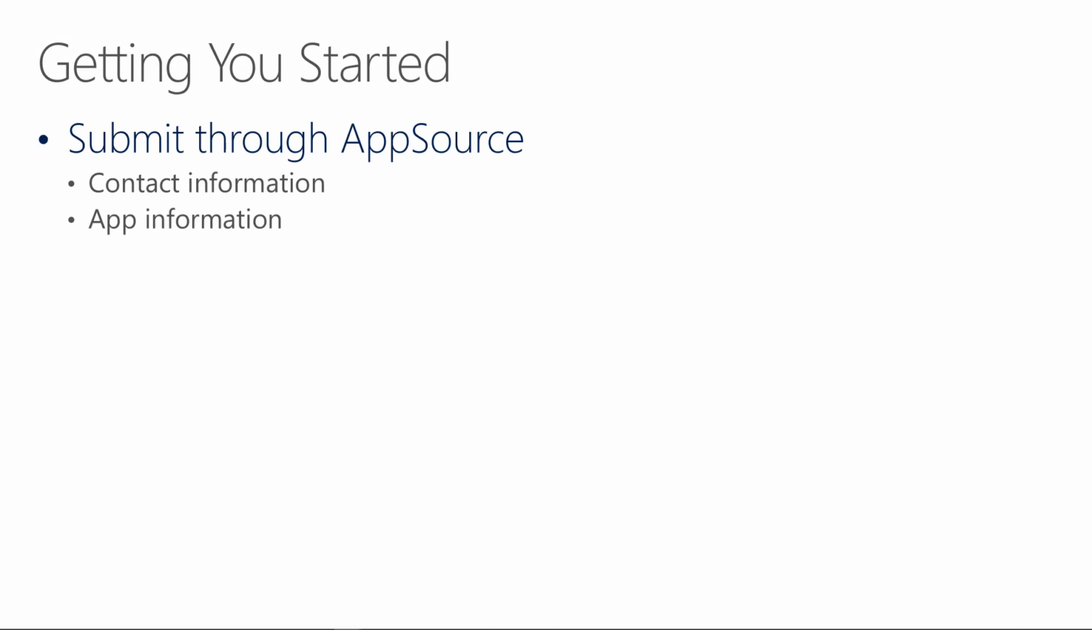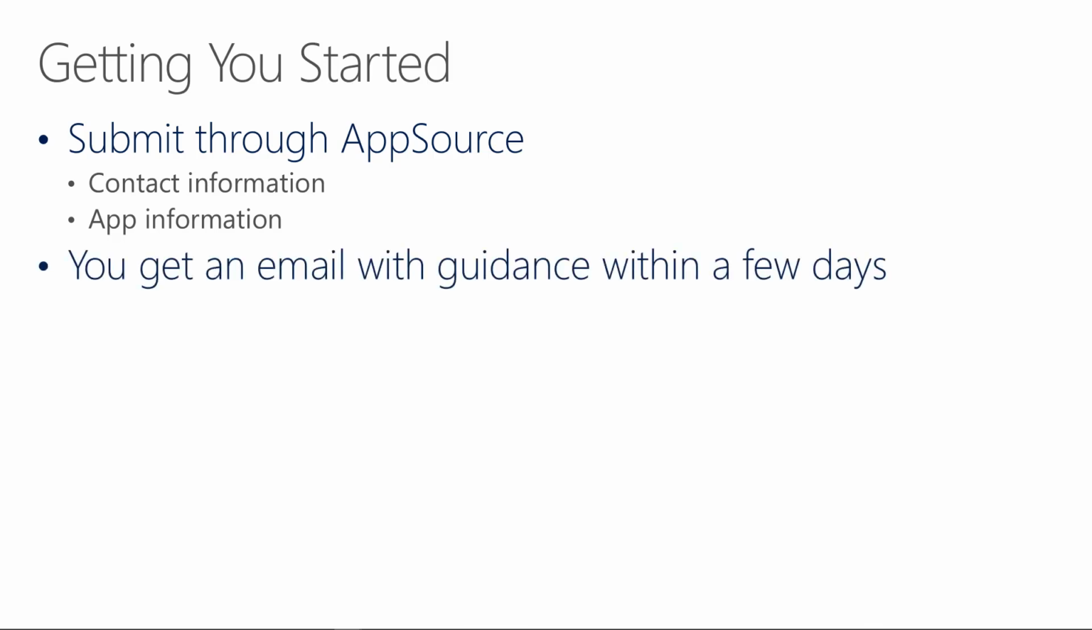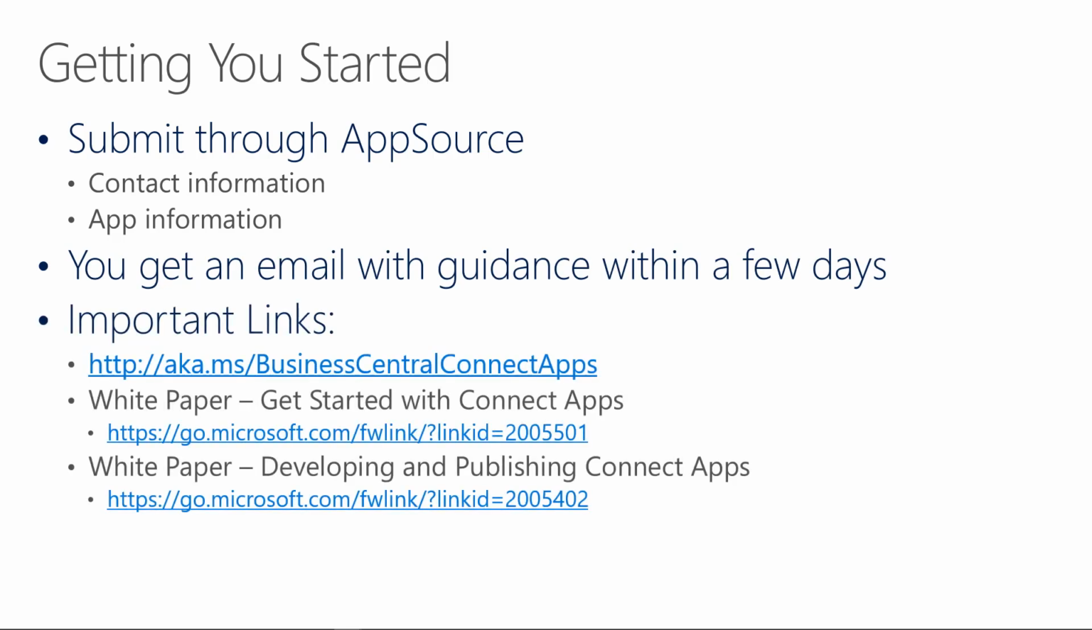First, you submit your app into AppSource. This is an initial type of submission form where you specify your name and your company name and a short description of the app that you intend to build. So some contact information, some app information. Then within a couple of days, you get an email with guidance on how to proceed from there. And I just want to provide a couple of links where you can get started with these Connect apps.